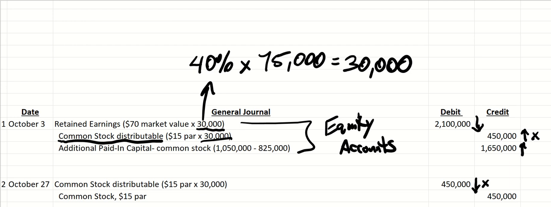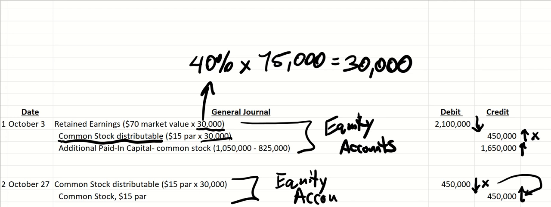All you're doing is moving that balance into the common stock account. That increases the balance in the common stock account by crediting it by $450,000. Again, these two accounts are equity accounts. That's it. You're just taking a portion of the money from retained earnings and transferring it into the common stock and also additional paid in capital, common stock accounts.